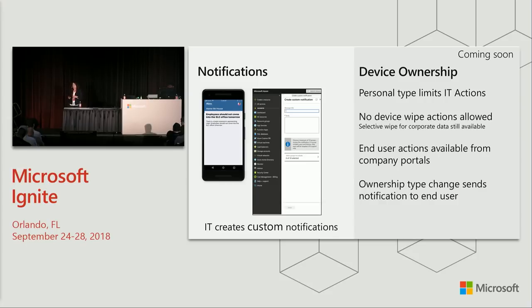Additionally, we felt it wasn't appropriate when the device ownership type was equal to personal that IT could do some destructive actions. So we're limiting those actions for the end user. So no device wipe actions will be allowed for IT admins on device types equal to personal. They will be enabled for the end users through the company portals, and selective wipe will still be available for you as an IT admin, so you can protect your corporate resources.